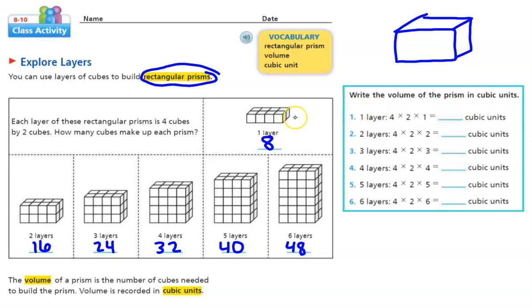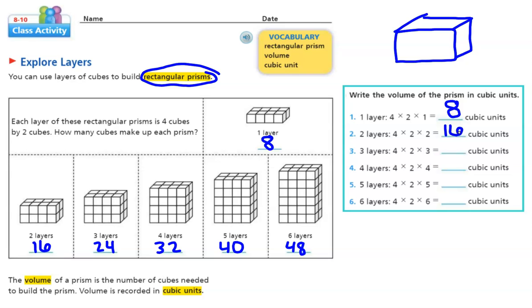So basically, let's look at layer 1, which was 4 units long, 2 units wide, and 1 unit in height. That was 4, and then 2, and then 1. So what's 4 times 2 times 1? That is 8 cubic units. For this next one, it was 4 cubes long, 2 cubes wide, and 2 cubes tall. So what's 4 times 2 times 2? Well, 4 times 2 is 8, and 8 times 2 is 16.